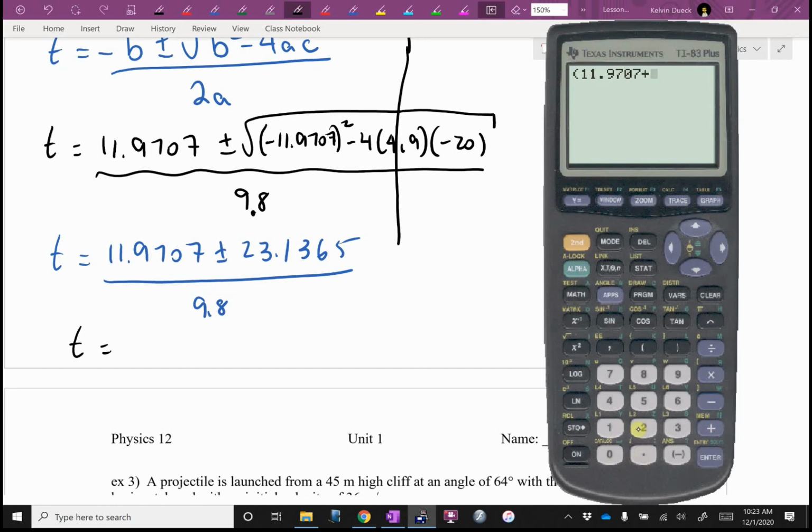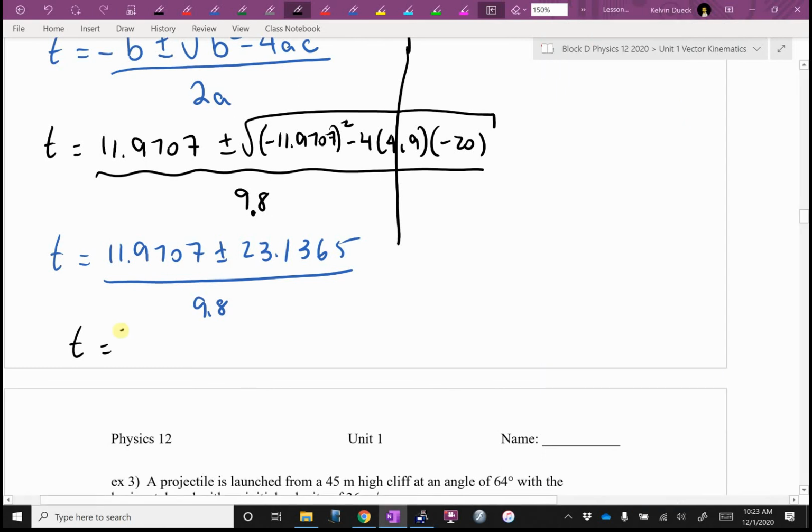So I get a t value of 11.9707 plus 23.1365 divided by 9.8. Those of you with the solvers, did you get 3.58 something? 3.582? 3.5823? Does my 6 match your 6? Because this is rounded up. Does my 7 match yours with the solver? Yes, I have 7.405. Okay, so I'm actually good to about 7 sig figs, right? I'll take that. So 3.58237.